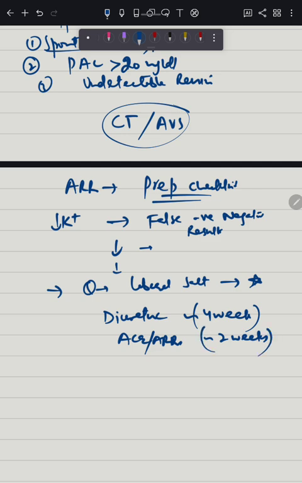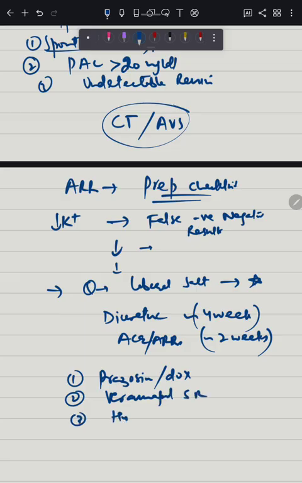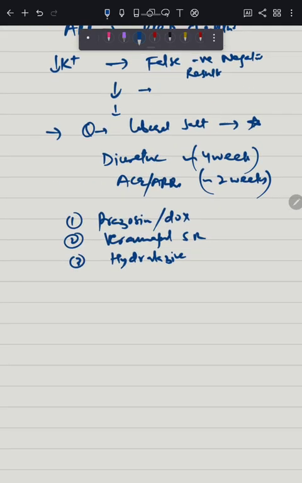And if you want to give neutral BP drugs that act as a bridge, then you can give alpha blockers like prazosin, doxazosin. You can also give verapamil sustained release, and hydralazine. So these are 3 drugs that you can still give that will not interfere with the results: one is prazosin or doxazosin, the second is verapamil sustained release, and third is hydralazine. That you can give as a neutral BP bridge.